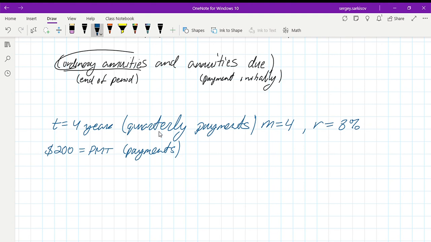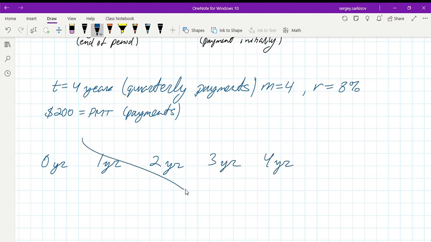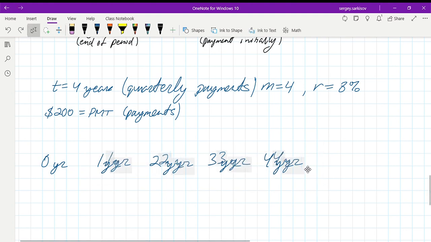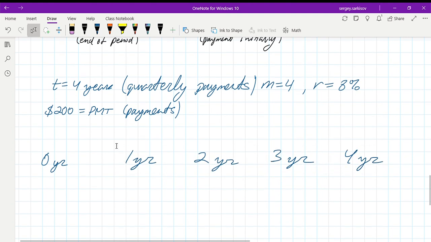Let me explain what happens here. It's a little tricky. Let me show you some pictures here. Let's do 0 years. Let's hurry up here. 0 years, 1 year, 2 years, 3 years, 4 years. Let me spread out just a little bit too. Let's highlight this so we have a little bit more space. Okay, everyone? Now look.